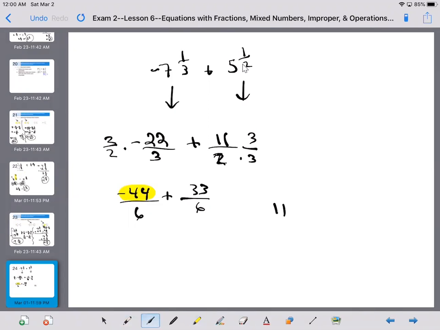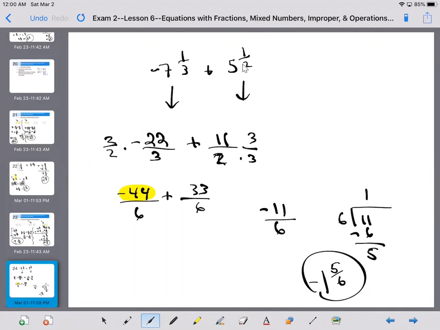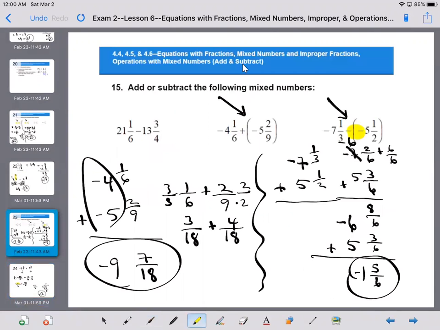So it would be -11/6. And then if we divide to change back to a mixed number, we already know the answer is negative, so this would divide one time. So we would get -1 and 5/6, which is what we found here as well.